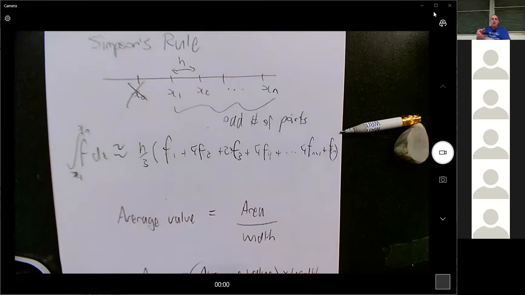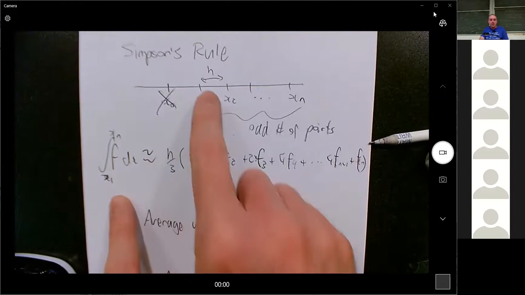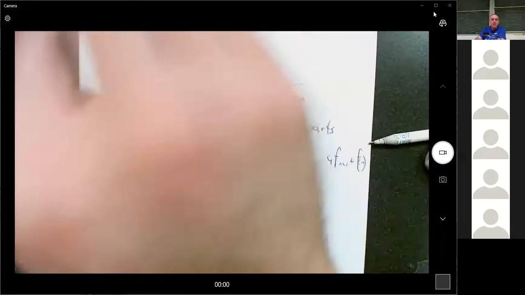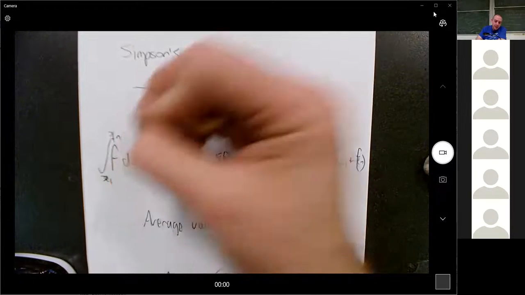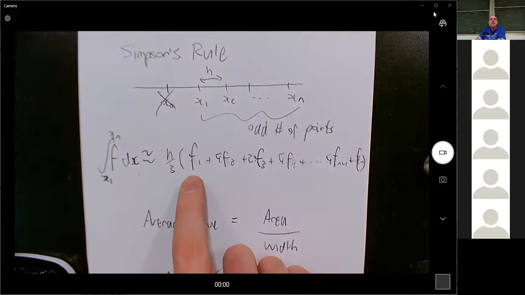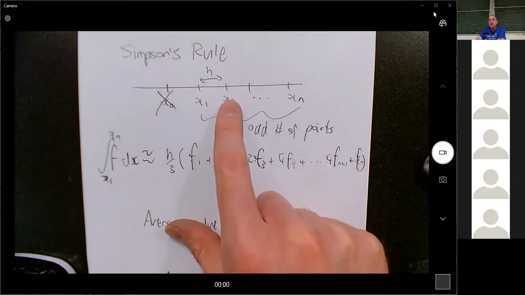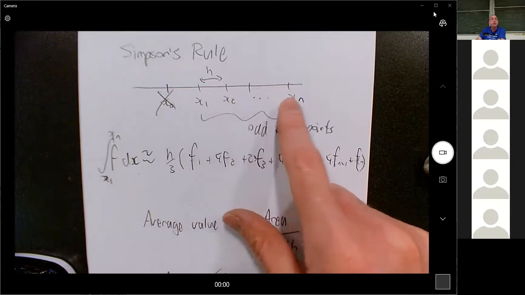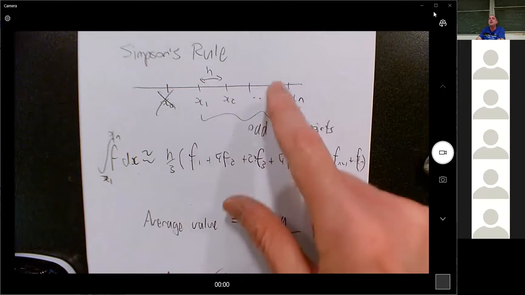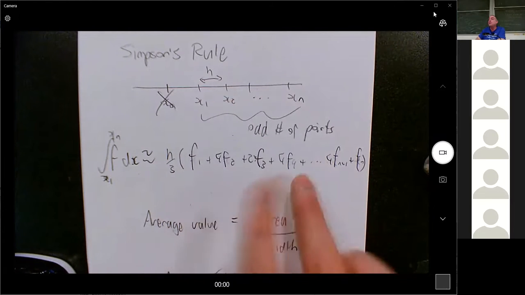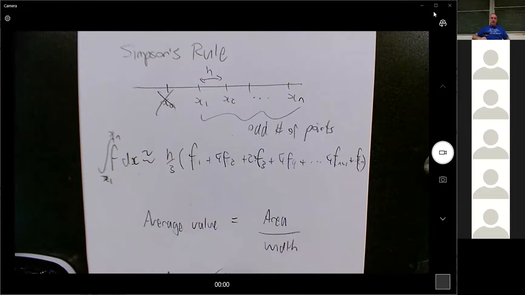And then the integral of my function from this point to this point is h on 3, so this distance divided by 3, times the function value here, plus 4 of the function value here, plus 2 of the function value here, plus 4 of the function value here, plus 2 of the function value here, and so on, all the way up to 2 of the second last function value plus 1 of the last one. And that's why you need an odd number of them so that you can do that alternating 4s and 2s. Okay.